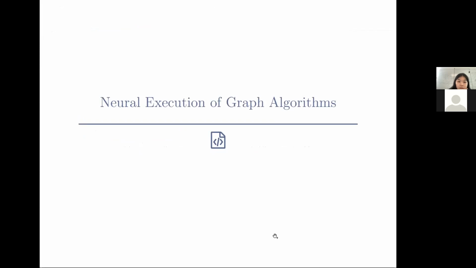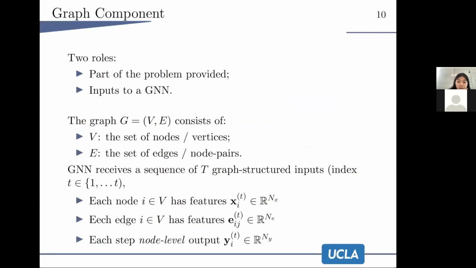The first work is on neural execution of graph algorithms. This is the topic of that paper. To start with, graph plays two roles in this work. One is that the graph serves as part of the problem provided, because it is focusing on graph algorithms. The second role is that it is the input to a GNN, because we are using graph neural networks to execute it.